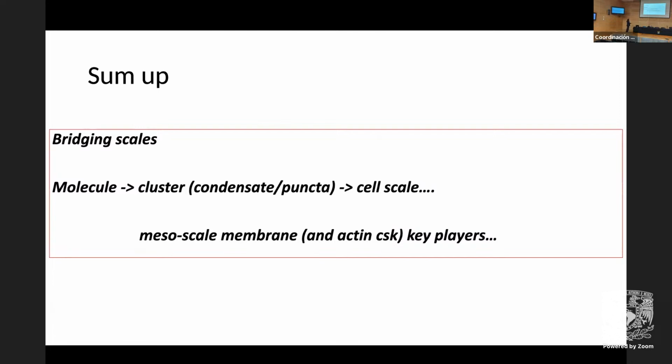So to sum up, to bridge scales, molecules are clustering on the membrane and transmitting this message to cell scale. So mesoscale membrane and actin cytoskeleton may be key players in this bridging of scales.